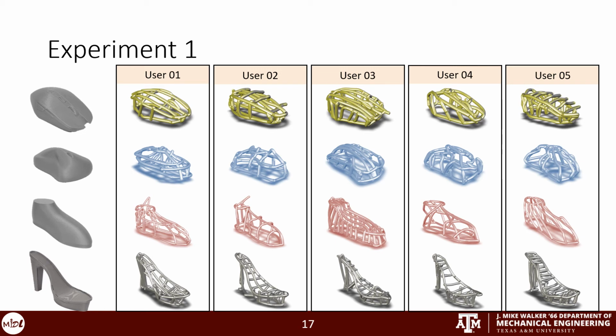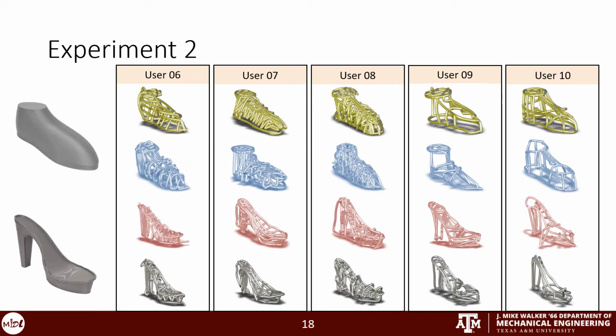The common pattern we observed was that all users started their wireframe network by creating a closed curve at the base of the physical object and then started to work on the top.